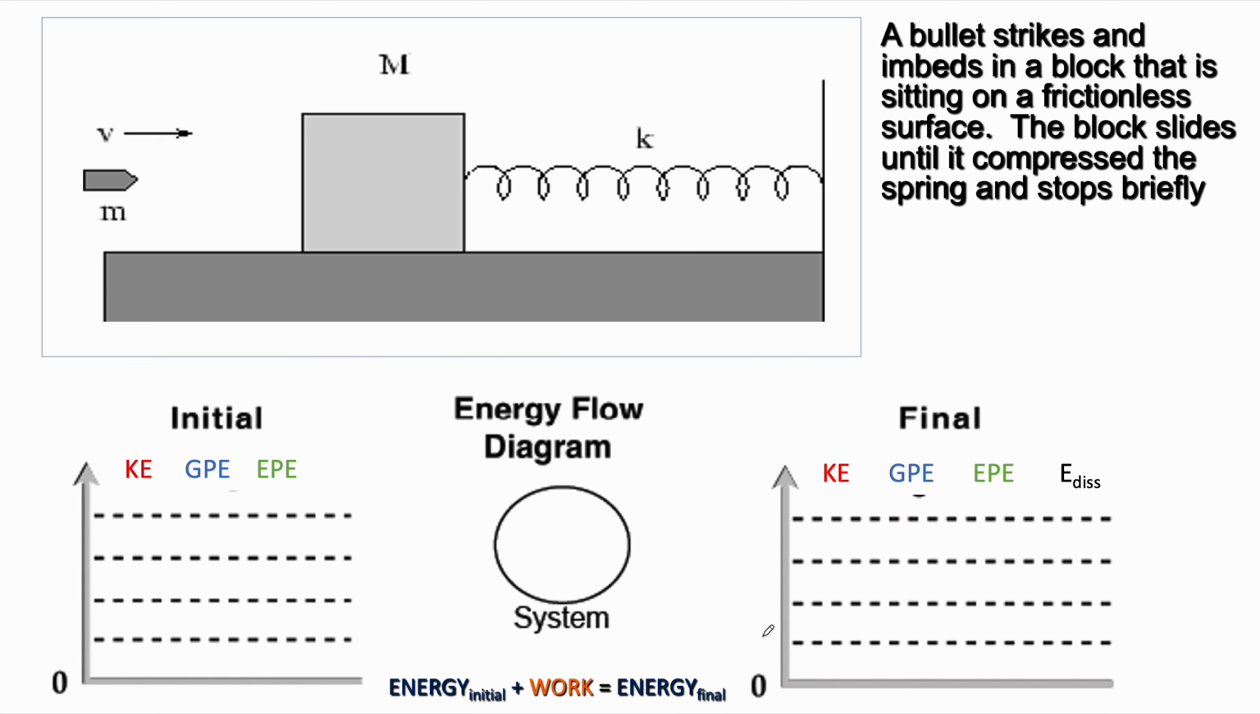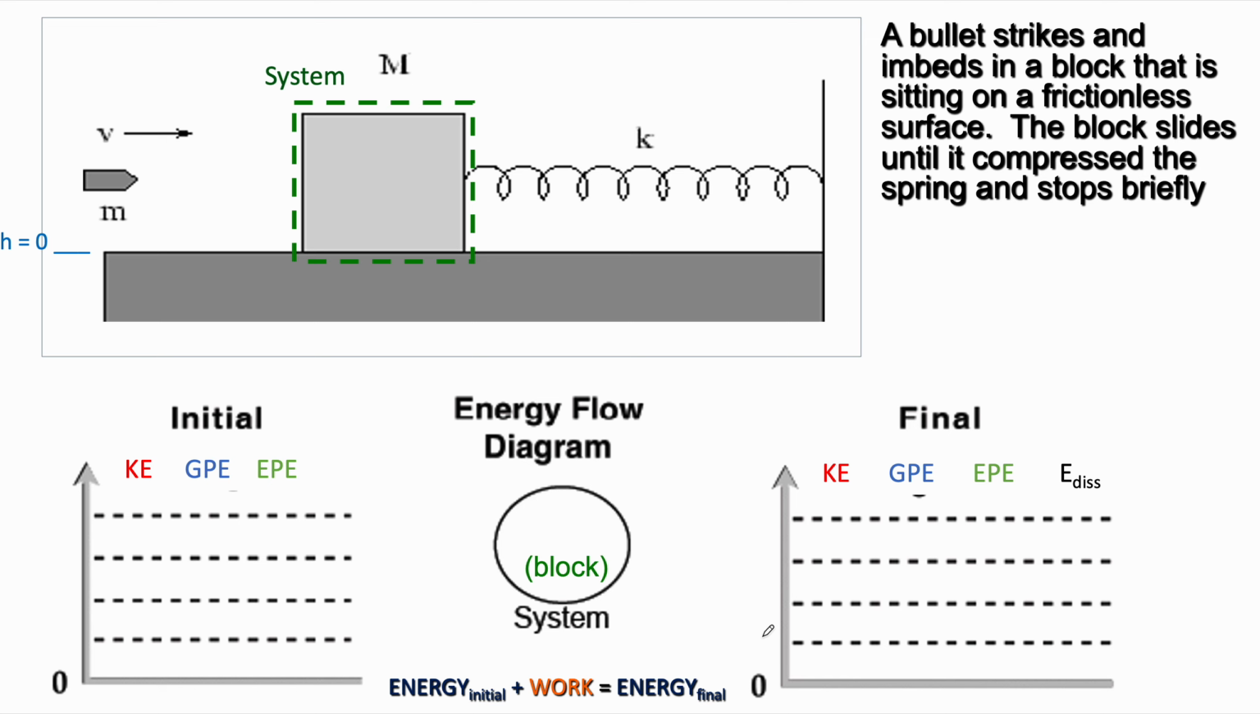So we're going to do the same problem, but this time I'm going to change the system to the block. And I'm going to put h equals 0 now on the tabletop. What kind of energy does the block have initially? Does it have kinetic? Nope, it's stationary. Does it have gravitational? Nope, it's sitting at h equals 0. Does it have elastic potential energy? Nope, it has no initial energy.